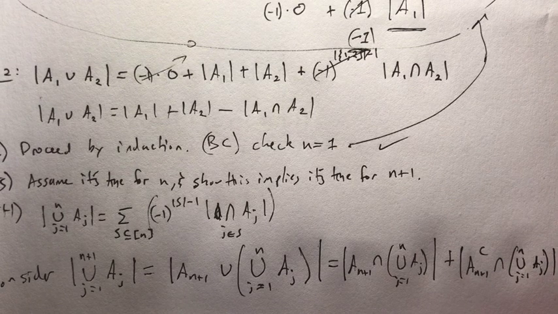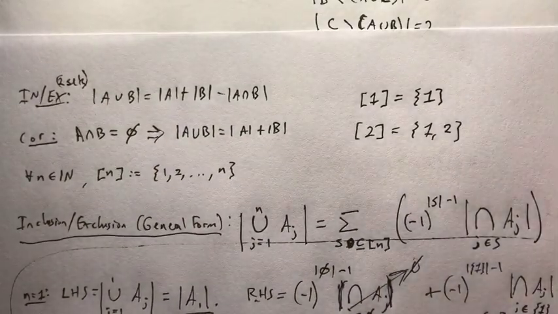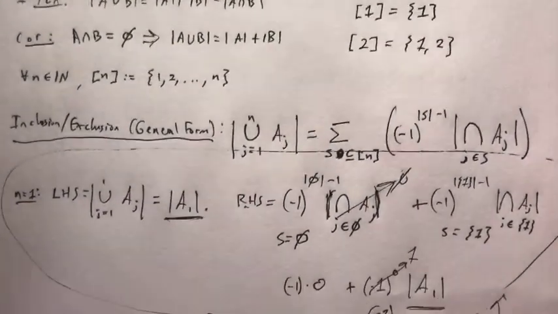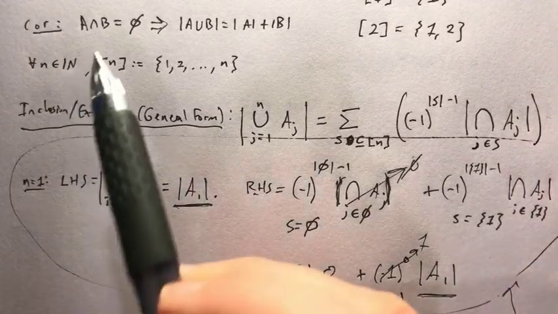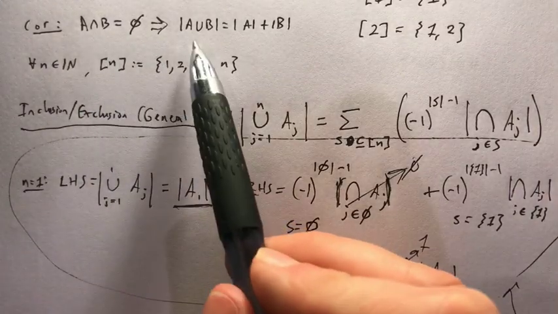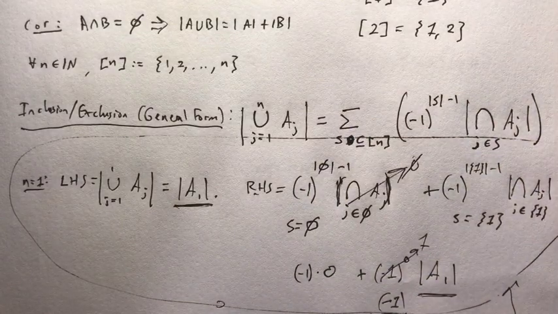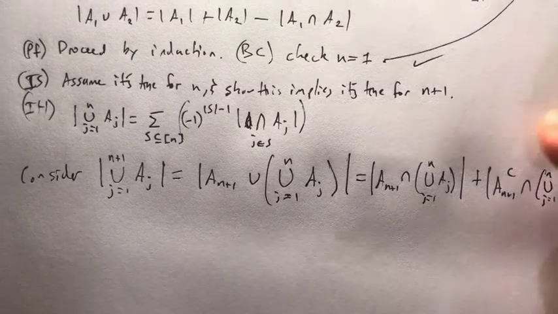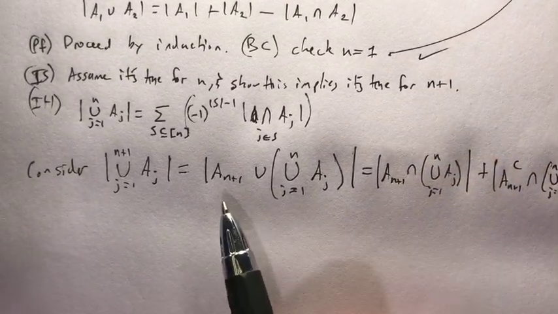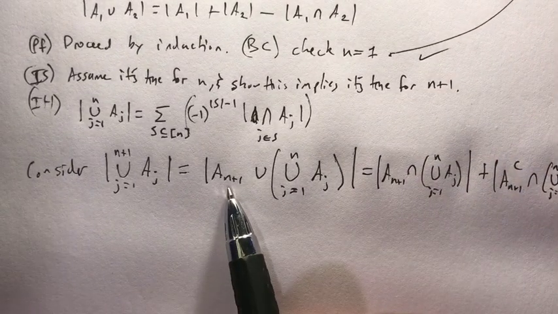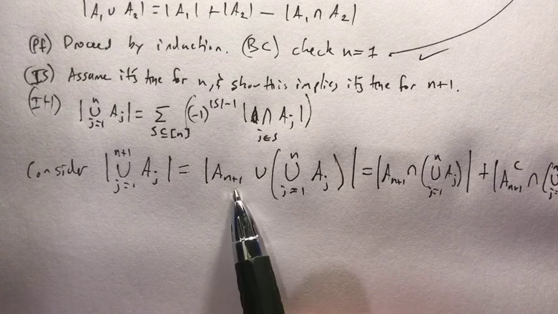Okay? So this holds by the corollary that I stated earlier. If two sets are disjoint, then the size of their union is the sum of their sizes, and that's really what we've got here. The size of the union of this set.